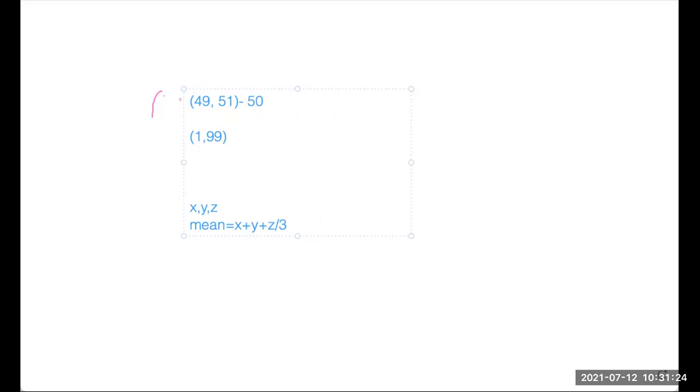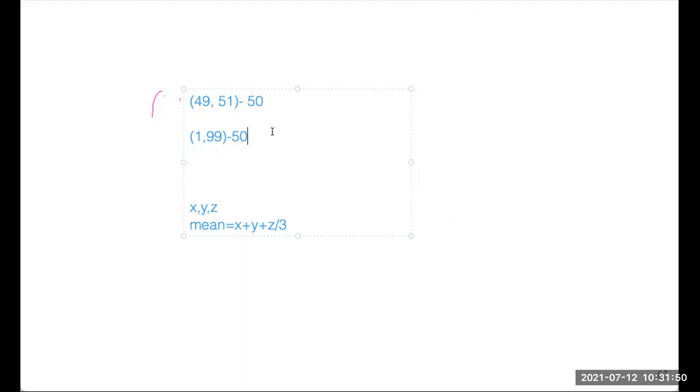And what is the mean here? 1 and 99. 1 plus 99, yeah, 50. Again 50. So if you look only at the mean value of 50, that cannot give the clear picture of what kind of data you have and how it is distributed.